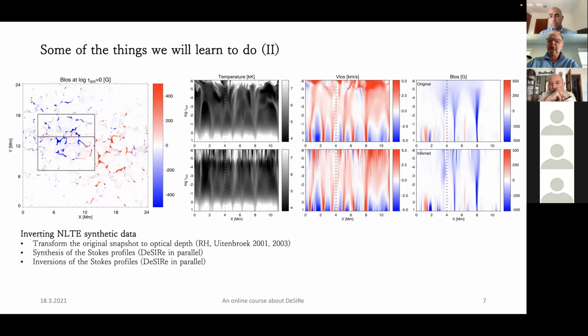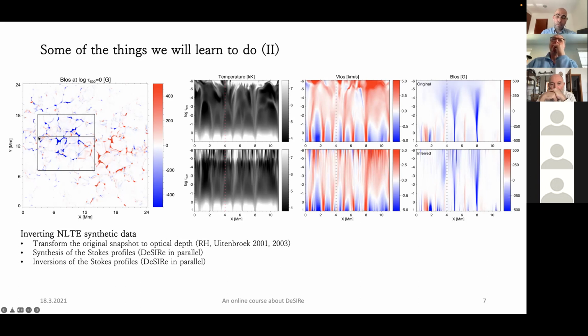And this is what I was mentioning. So we will take the Bifrost snapshot. We will use RH for computing the optical depth. And then we will translate that optical depth plus the snapshot to the DeSIRe format. And then we will run synthesis with DeSIRe. And then we will embed those profiles. So then we can check how the code works for embedding, for example, this 2D area.